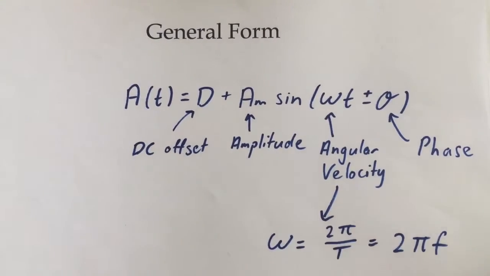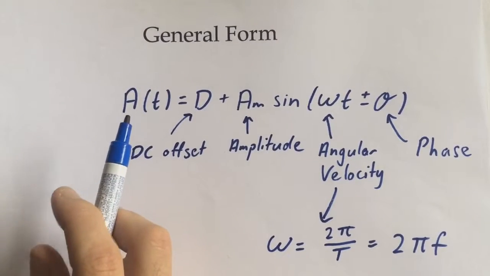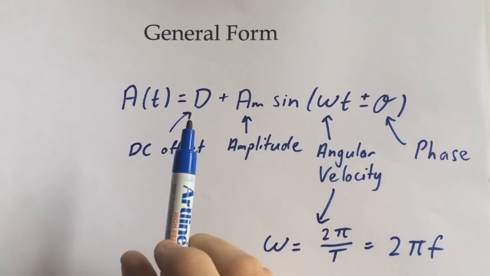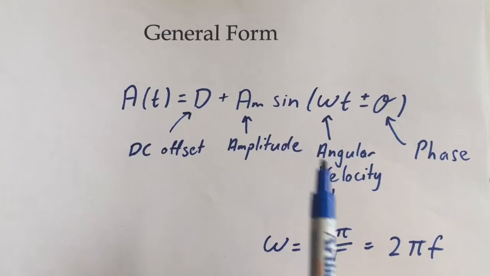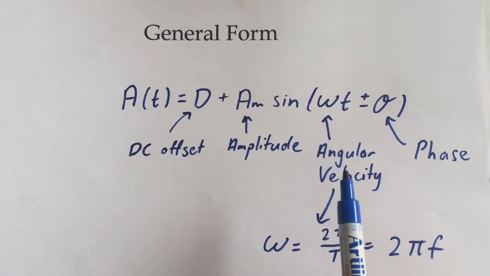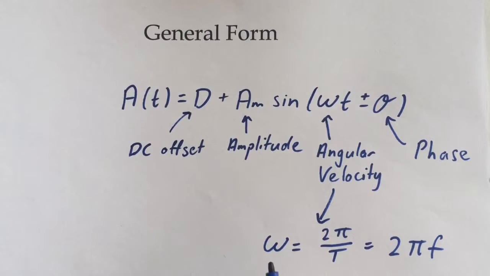Here we have the general form of the AC sine wave. We have the voltage or current equals the DC offset plus the amplitude times sine, bracket, the angular velocity times t plus or minus the phase. Note the angular velocity is equal to 2 pi on T, or 2 pi f.